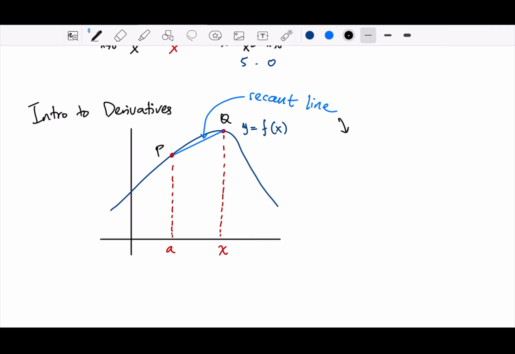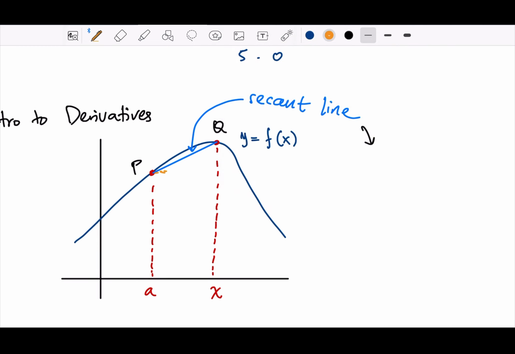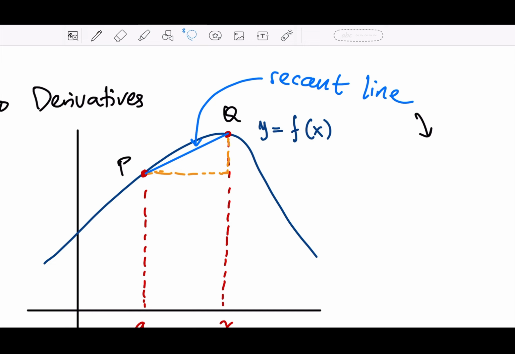So the secant line is basically this triangle. P is (a, f of a). I hope you can adjust your notes. Sorry if I add more variables, but I hope you can adjust your notes.